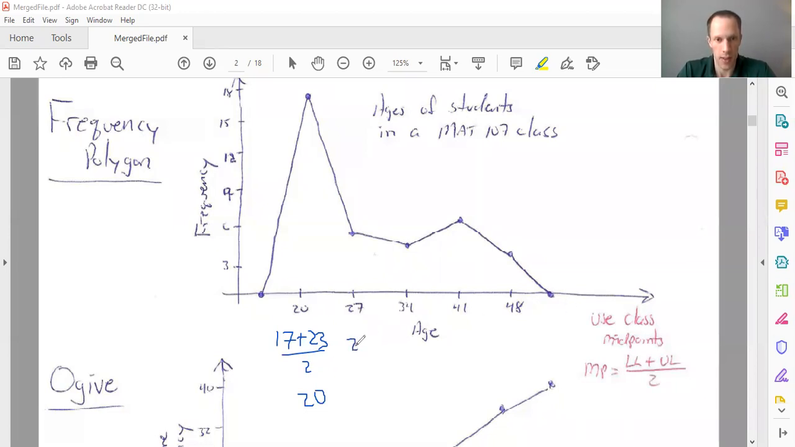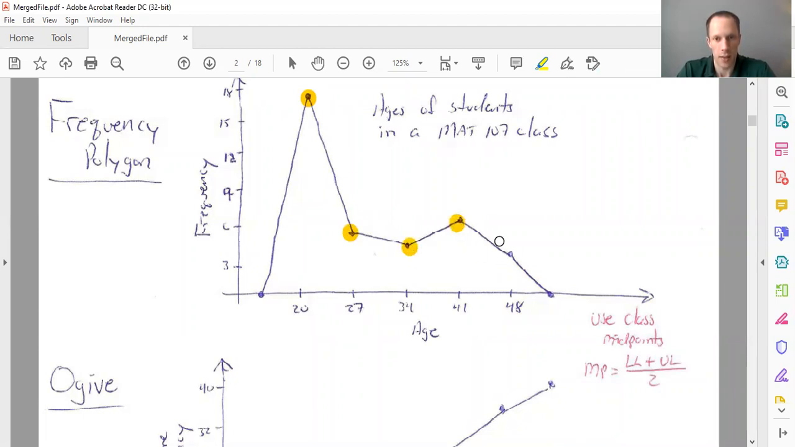So the next one would be 24 to 30. So 24 plus 30 divided by 2. That's 54 divided by 2. That's where I get the 27. Notice the class width of 7 shows up as the distance between the midpoints. So you can find the midpoints for each of your classes, lower limit plus upper limit divided by 2. And then above each midpoint, just put a dot where the frequency is. So for the first class, we have that dot at 17. The next class was at 6, and so on with all the others.